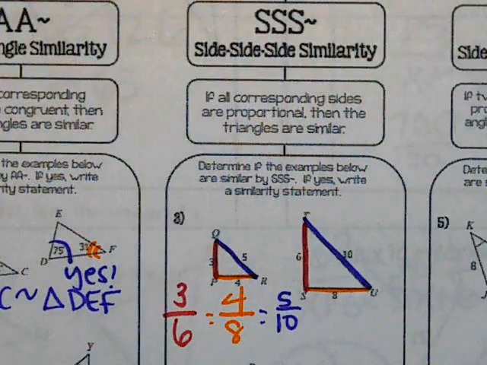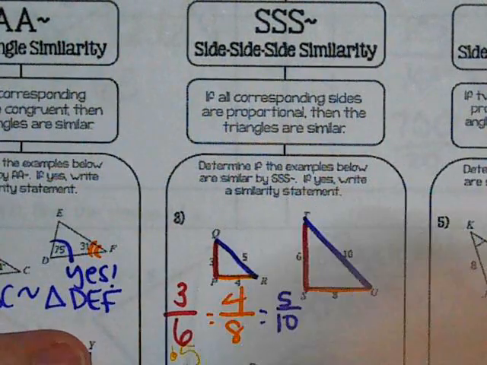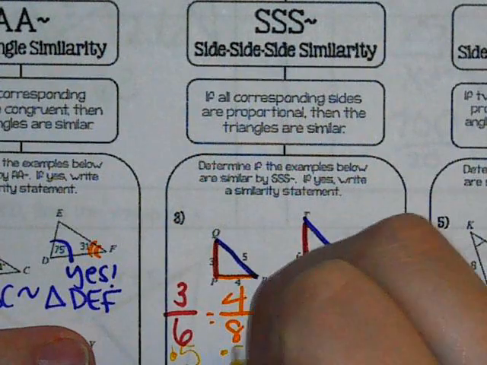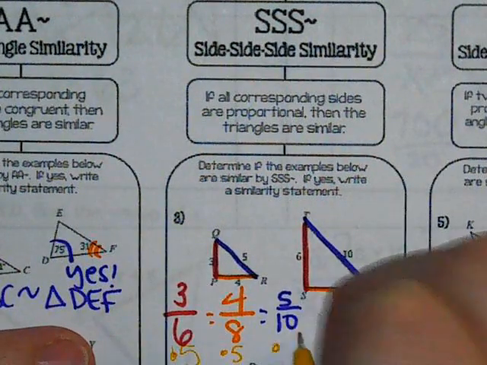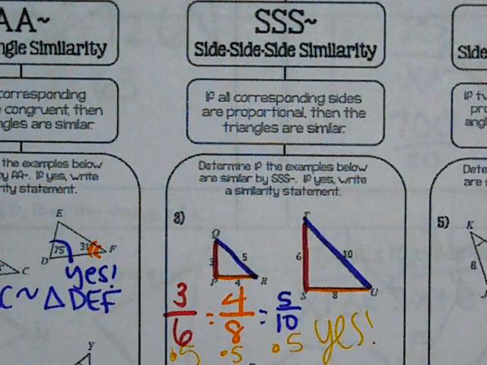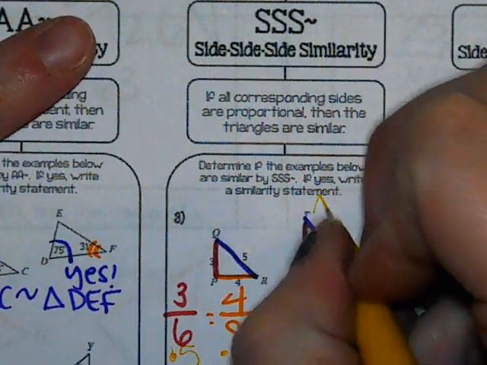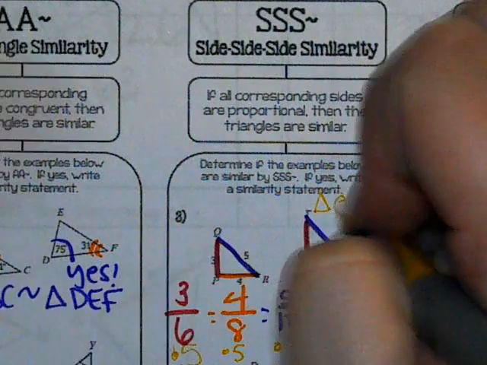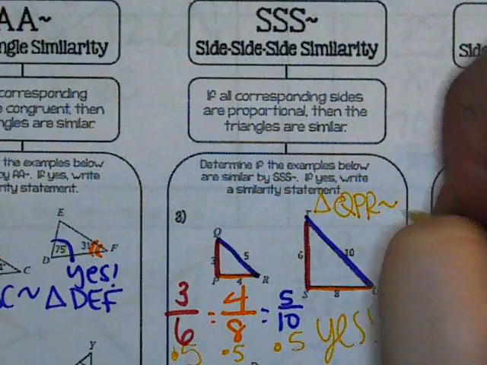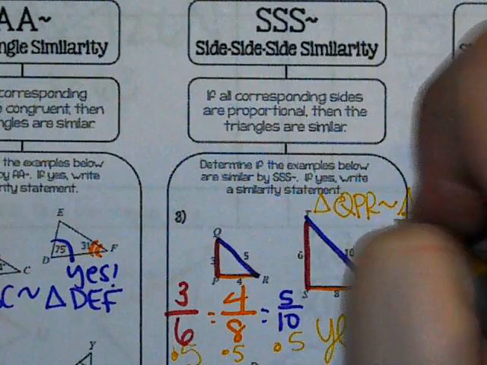If all of these reduce to the same amount, then that means they are similar. If not all three of them reduce to the same amount, then that means they are not similar. So if I go through this, 3 over 6 reduces to 0.5, 4 over 8 reduces to 0.5, 5 over 10 reduces to 0.5. Because they are all reducing to the same, this is a side, side, side similar triangle. So my similarity statement would be triangle QPR similar to triangle TSU.